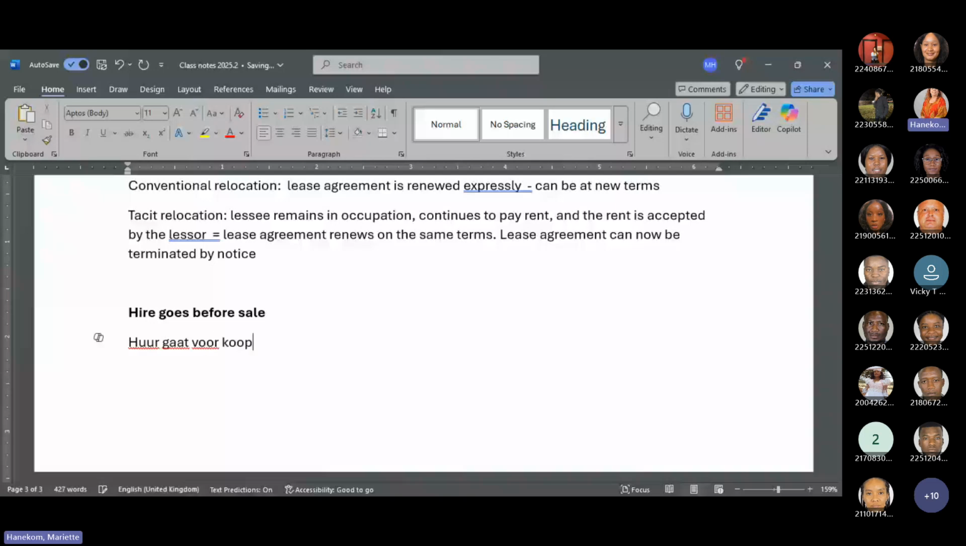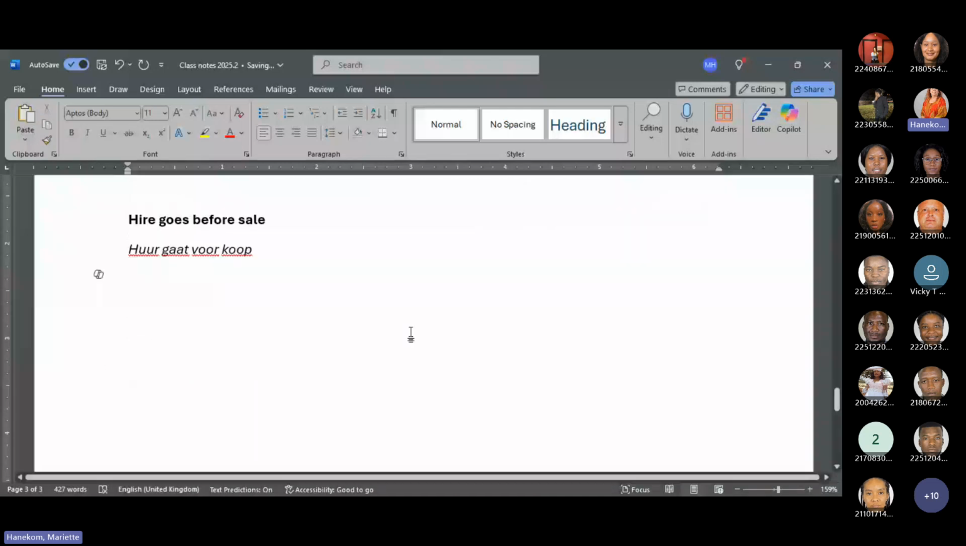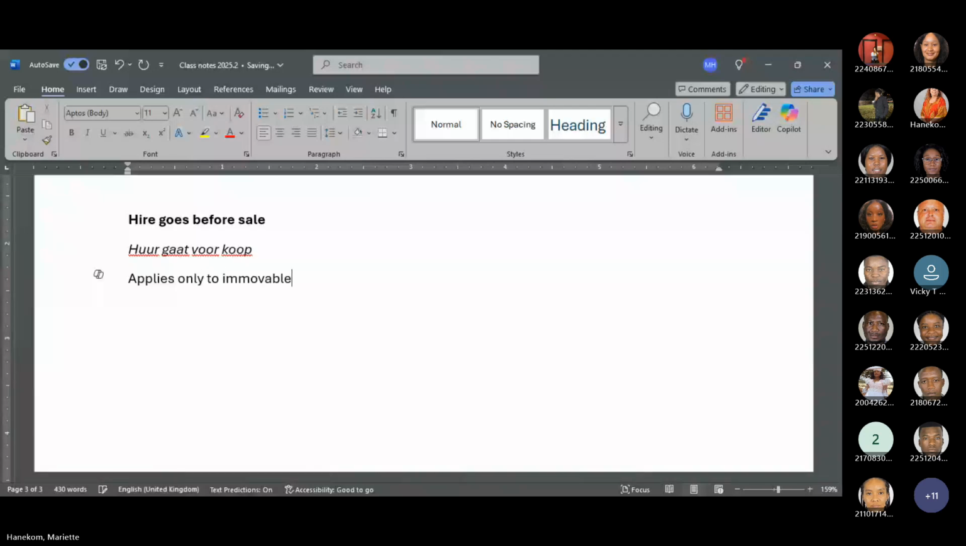Also sometimes known by the Dutch. This is not Afrikaans, this is Dutch. Remember, the origins of our law is Roman Dutch law. The concept of huur gaat voor koop. Hire goes before sale. Unique to lease agreements, which applies only to immovable property. So this applies only to immovable property. It does not apply to movables.